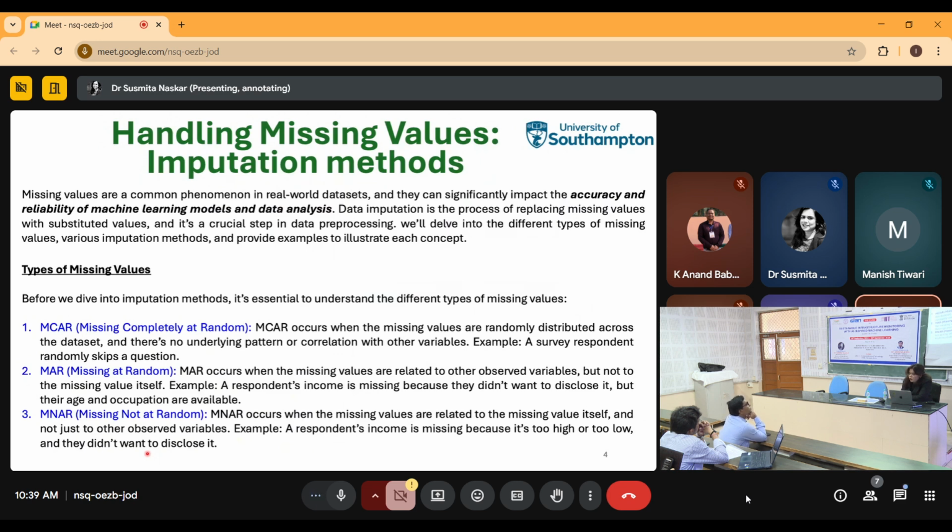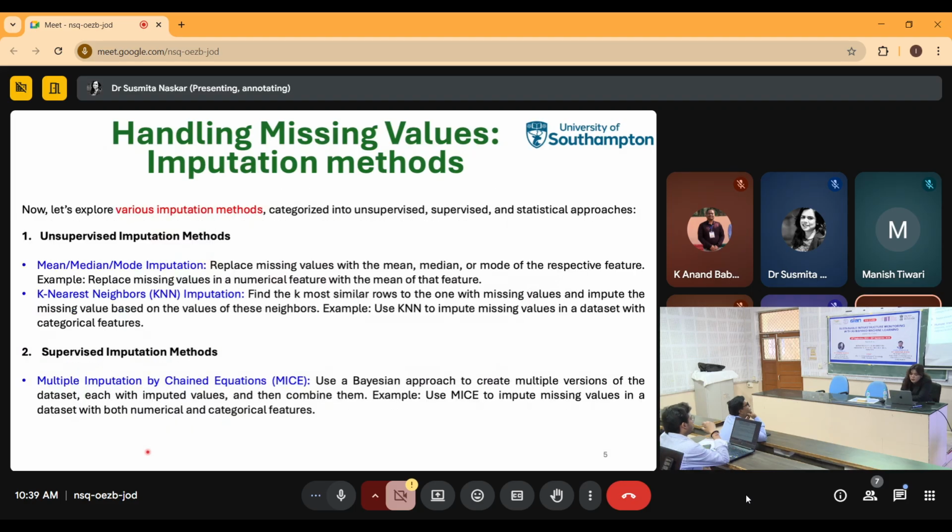And if you also try to use a train-test split before the imputation and then fit the imputers on the train model only, then you can also find out some of this. Now you will see that, besides that, there are various other imputation methods, and if you try to group or categorize them, they can be mainly categorized into three approaches: the unsupervised one, the supervised one, and the statistical approach.